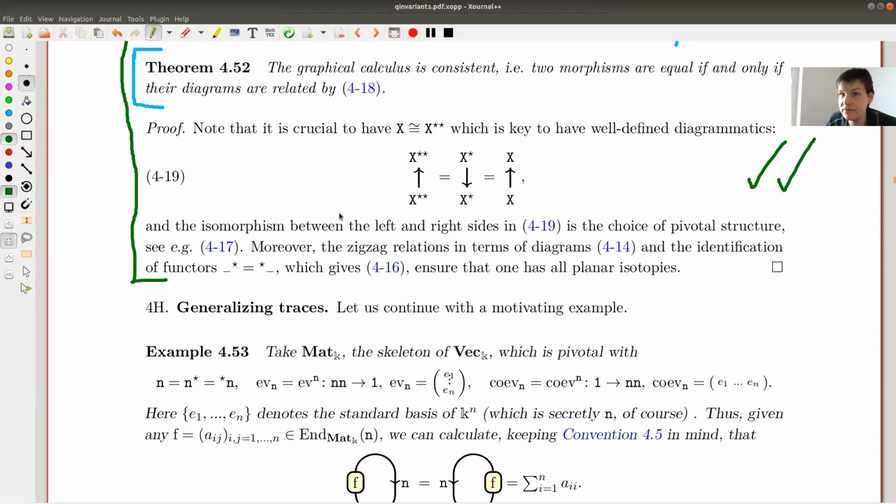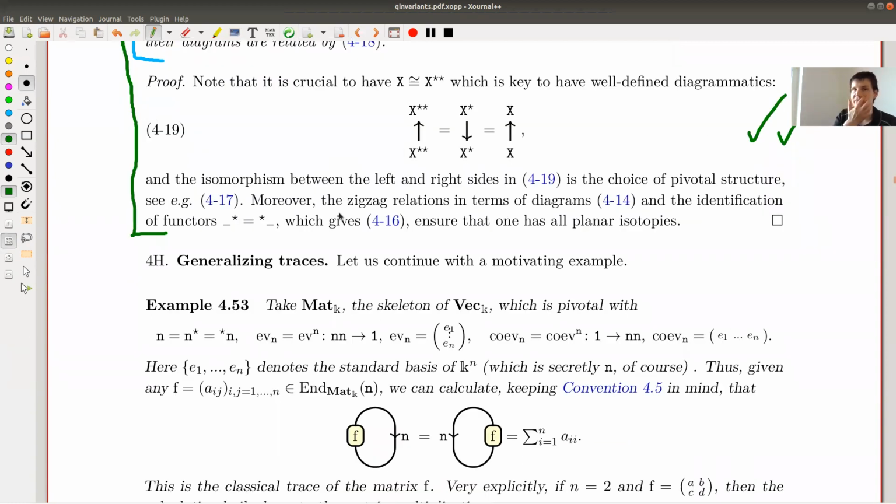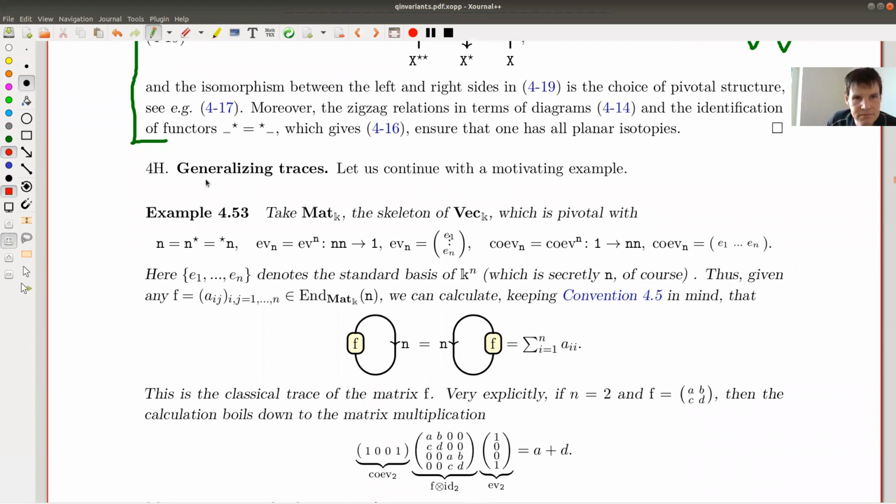I will end with something which generalizes traces. It's called a rigid, and it's pretty nice now. You will like it. I promise you will like it. So stay with me for the next 15 minutes or so, and then we're done. I call this generalized traces because rigid, pivotal, this was all a generalization of dualities in vector spaces. And yeah, you can generalize traces in vector space as well. And this is how it works.